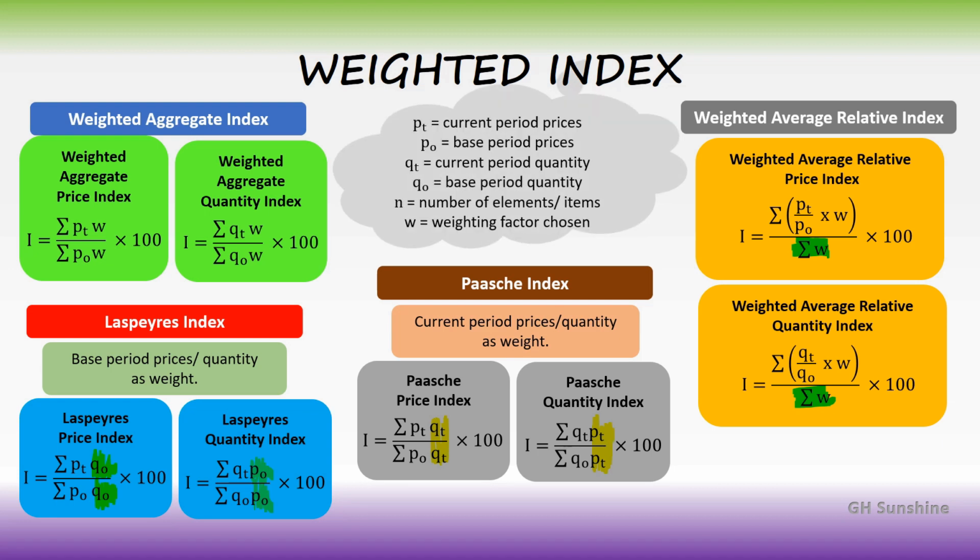So same as unweighted index, you need to know what is the symbol that represents each formula. PT, current period price. P0, base period price. QT, current period quantity. Q0, base period quantity. N, number of elements or items. And last one, W, weighting factor chosen.